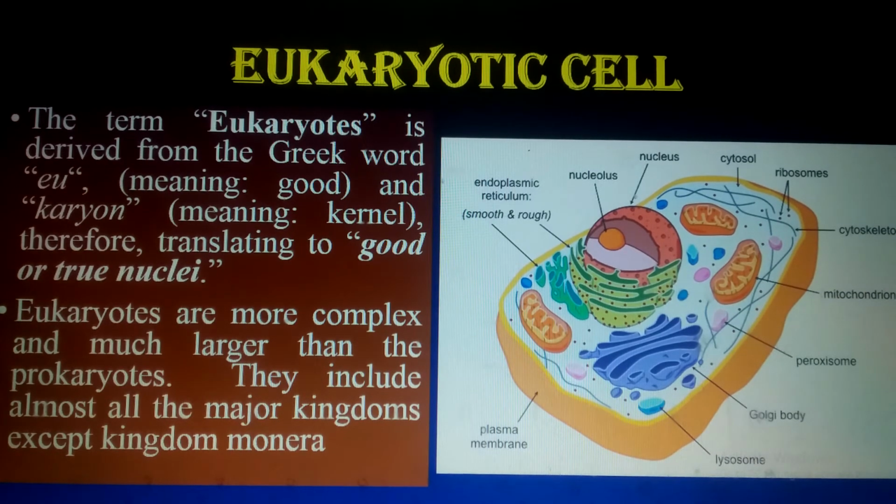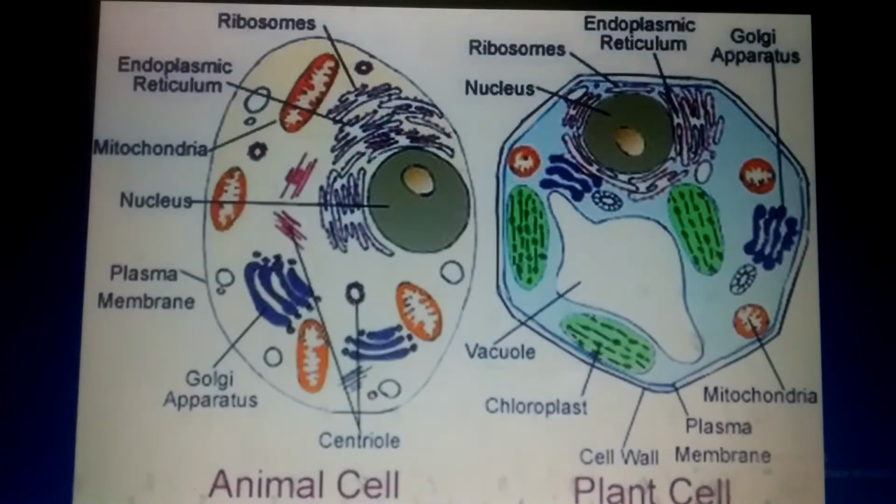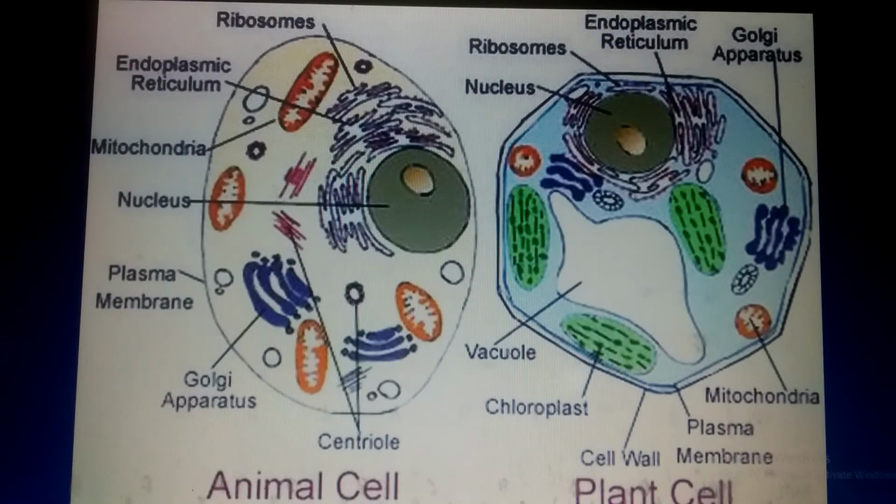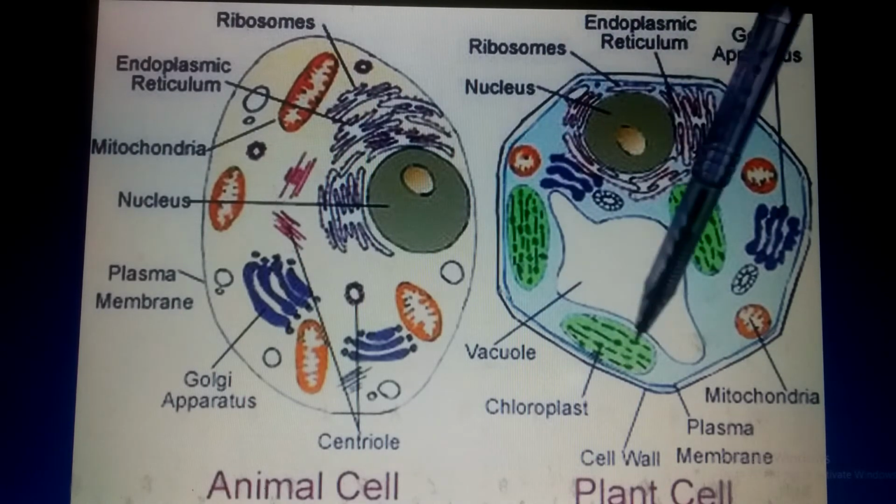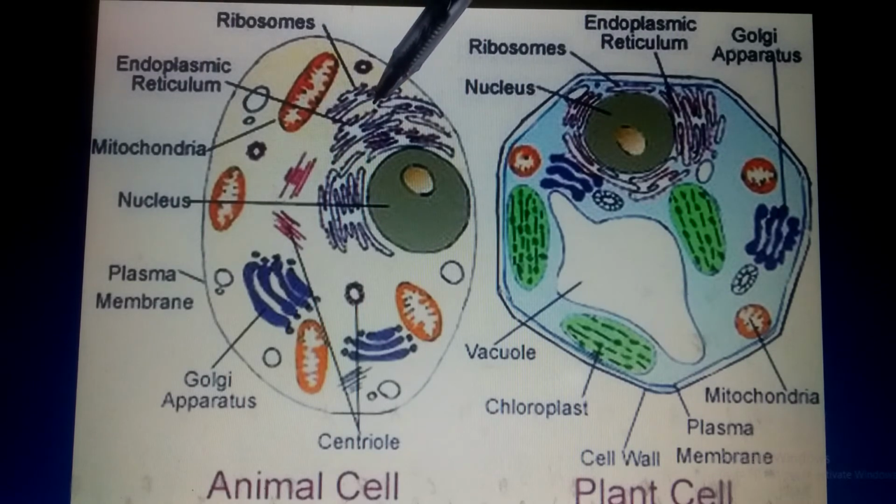Is it clear? Now I'm moving towards the plant cell and animal cell. You can see this is the animal cell and this is the plant cell. The first difference between the plant cell and animal cell is the outermost layer, the cell wall, which is present in the plant cell but absent in the animal cell.